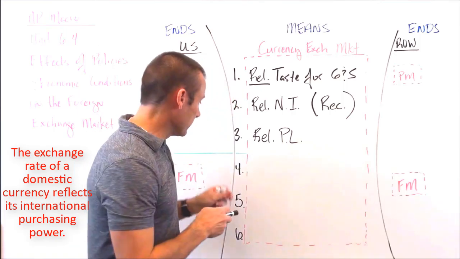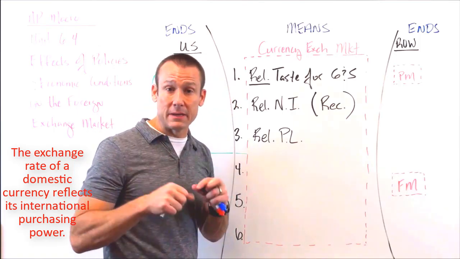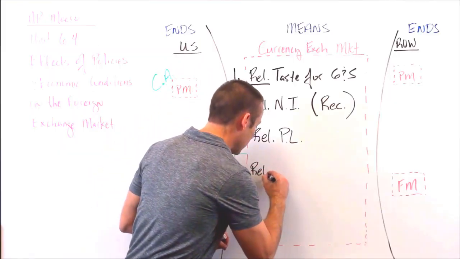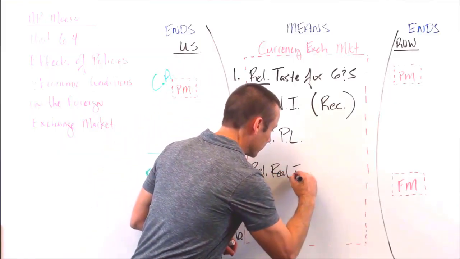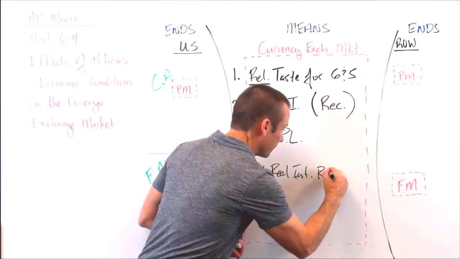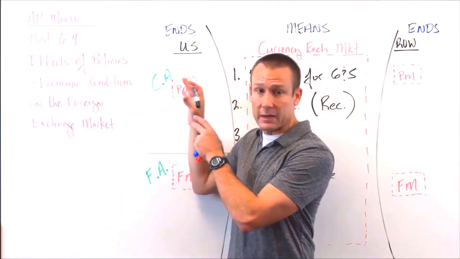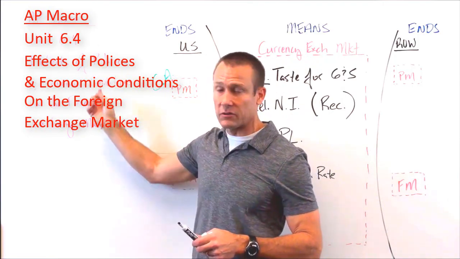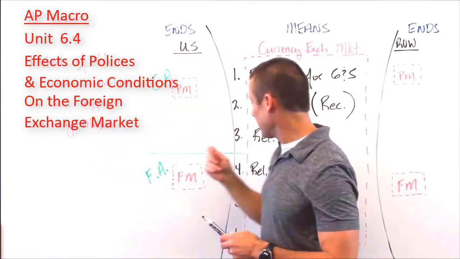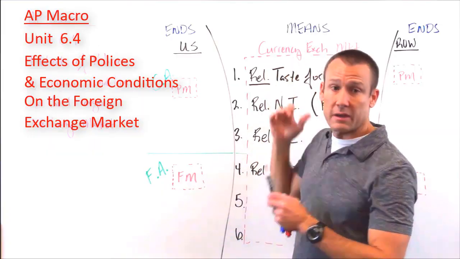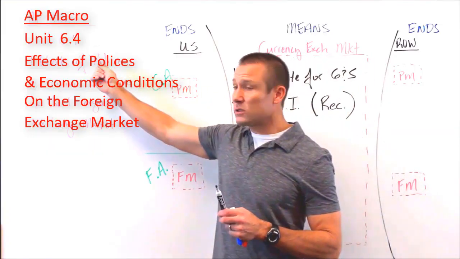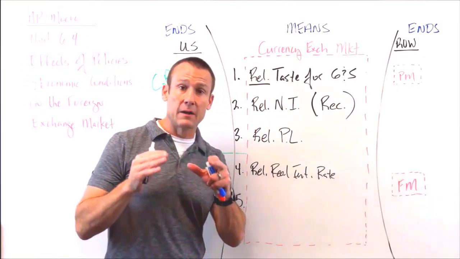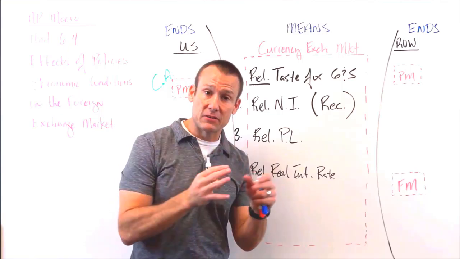Next. This one is super important for AP and IB classes. It's the real interest rate, okay? So relative real interest rates. Now here is the first time that I get to point back to the title of this subsection, where it says effects of policies and economic conditions. We've talked about economic conditions, right? Recessions and moving up the value chain. But this is the first one where we really get to talk about policies, okay? So you want to keep your eye on monetary policy and fiscal policy.